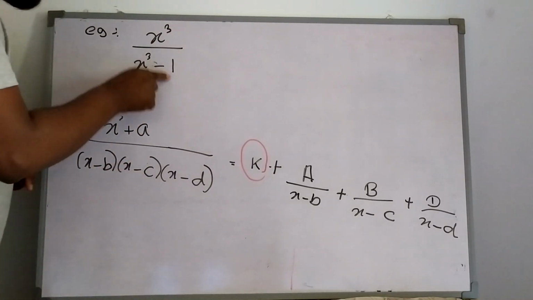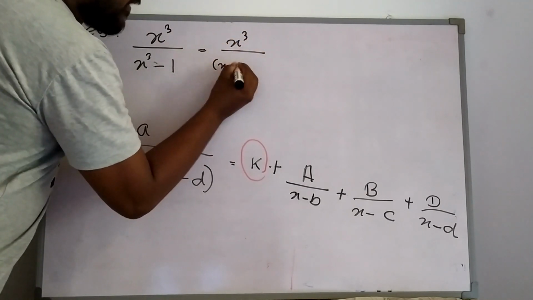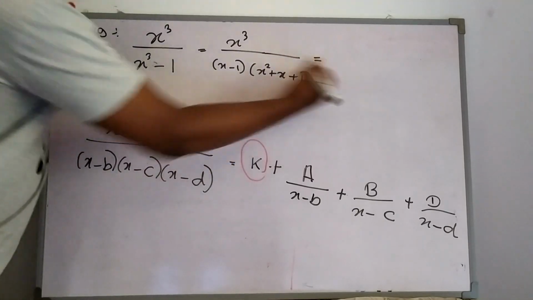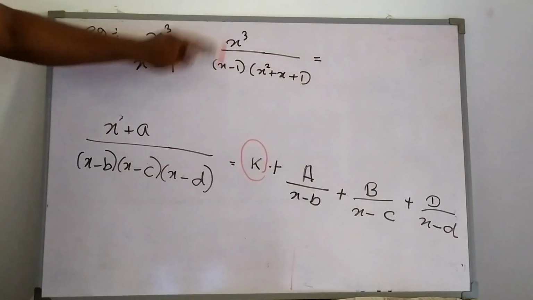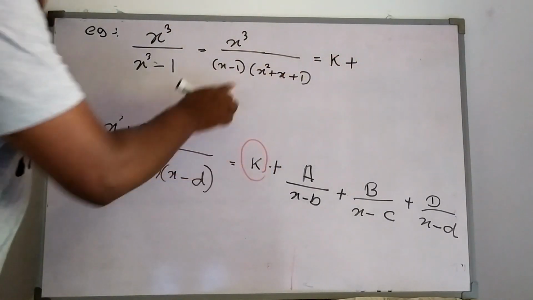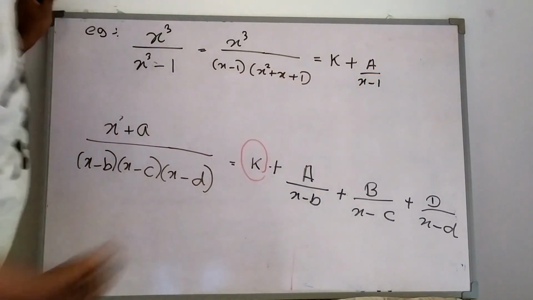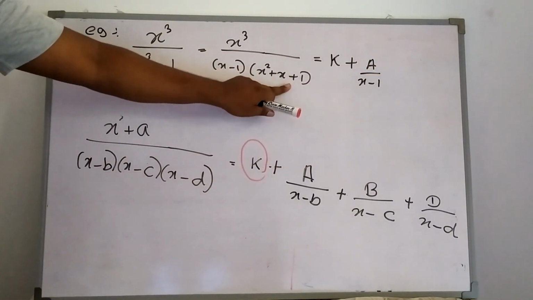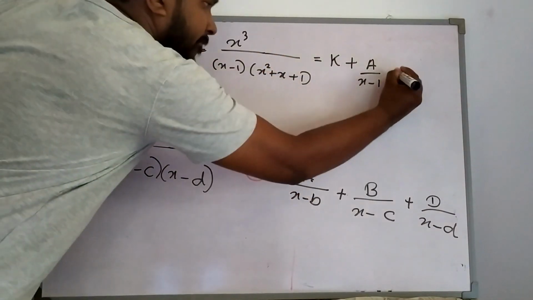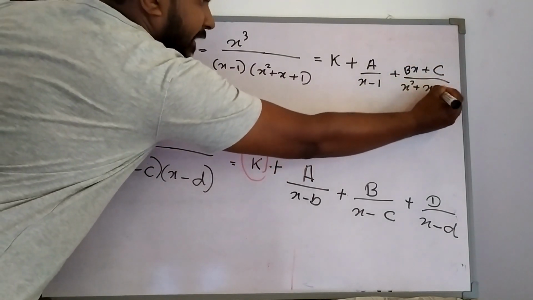So here x cubed minus 1 can be factorized into (x minus 1)(x squared plus x plus 1). And here you can see the orders are the same. Then you have to put constant k, and here it's linear, a over x minus 1, and x squared plus x plus 1 is quadratic. Since it is quadratic, you have to put a linear part, bx plus c, over x squared plus x plus 1.